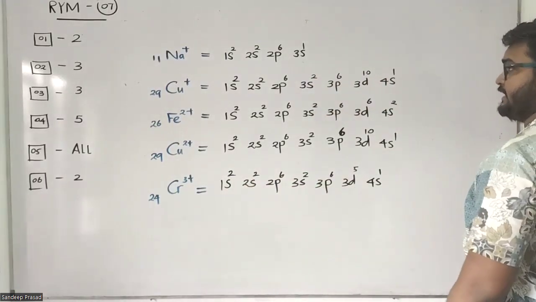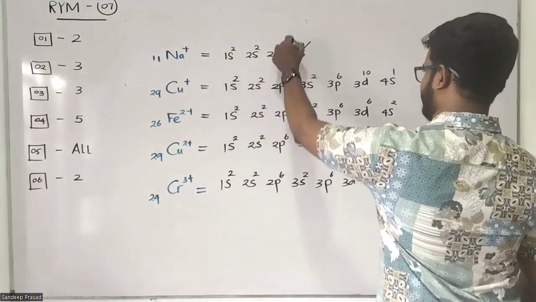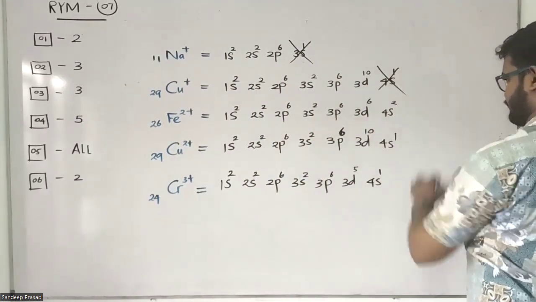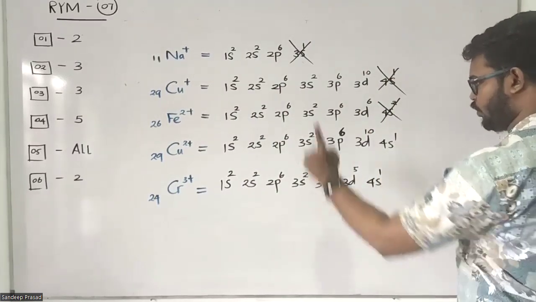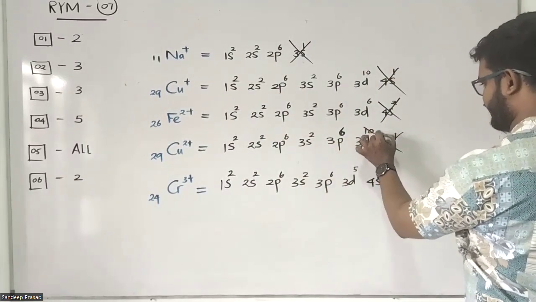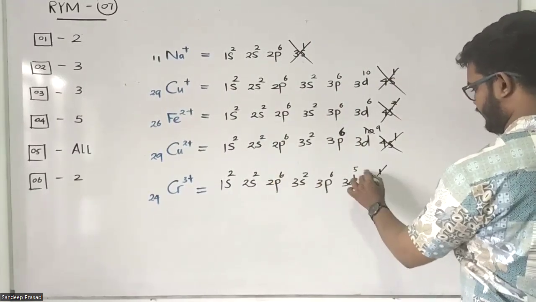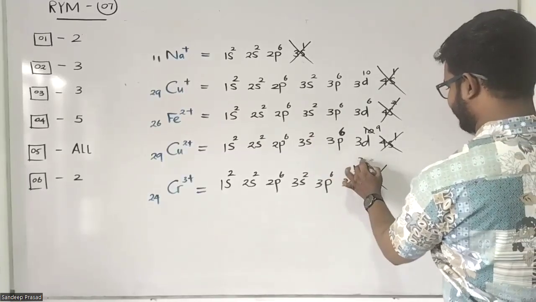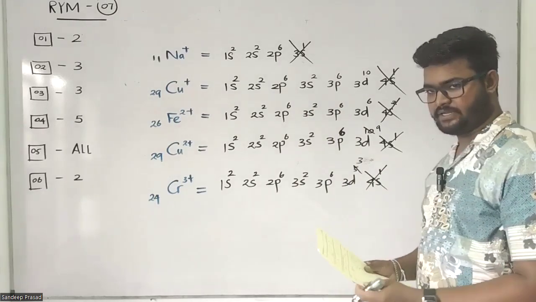Now let's obtain the cation configurations. After forming Na+, one electron is removed. Cu+, here one electron is removed. Fe2+, two electrons are removed. Cu2+, here one more electron is removed and this becomes 3d9. Cr3+, three electrons are removed, then this becomes 3d3. So these are the configurations of the 5 cations.